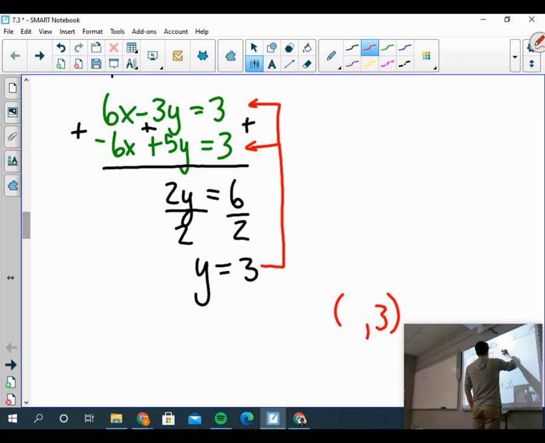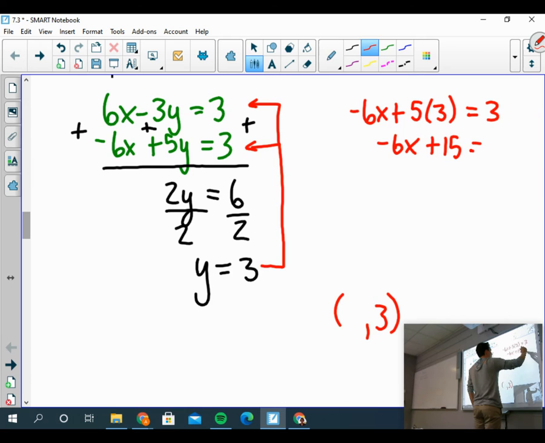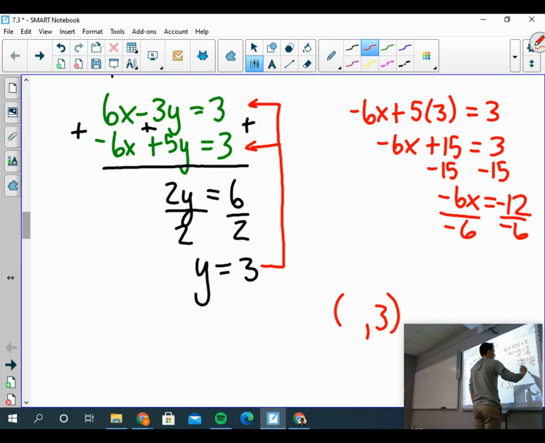So I plug it into the bottom one, and I get negative 6x plus 5 times 3 equals 3. Negative 6x plus 15 equals 3. Subtract 15 from both sides. Negative 6x equals negative 12. And I get x equals 2.